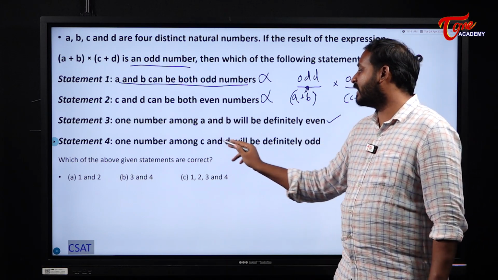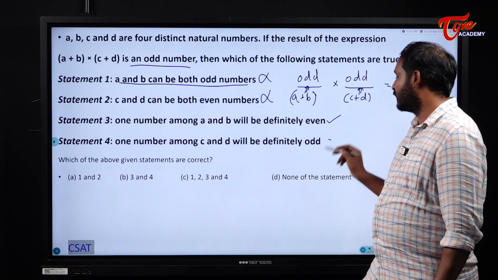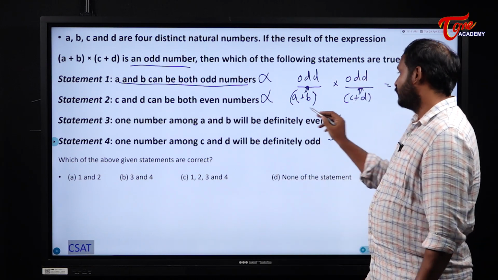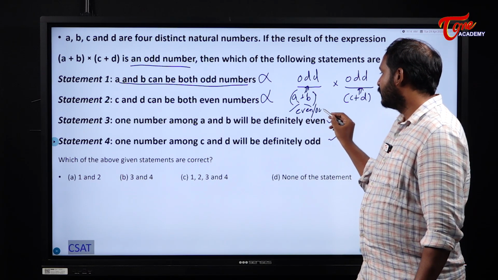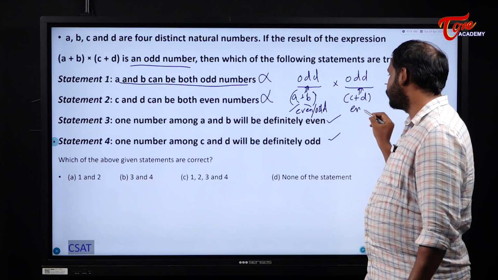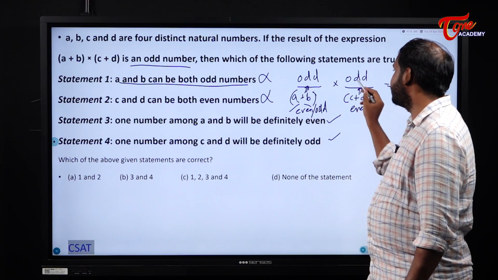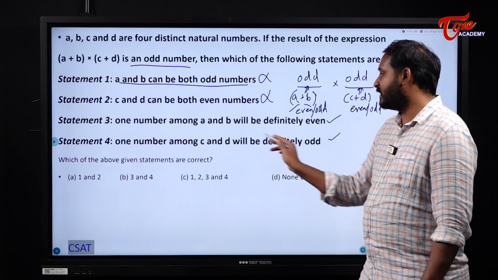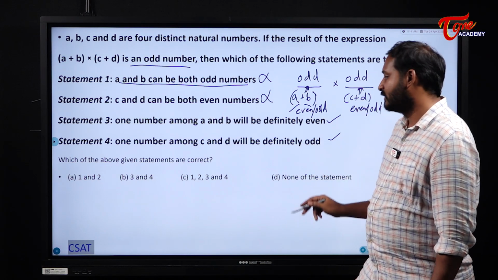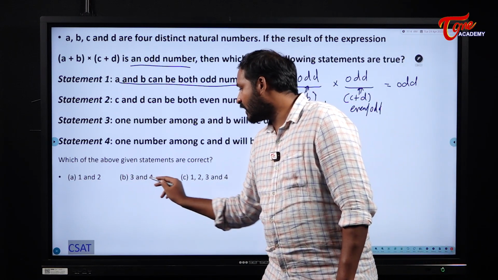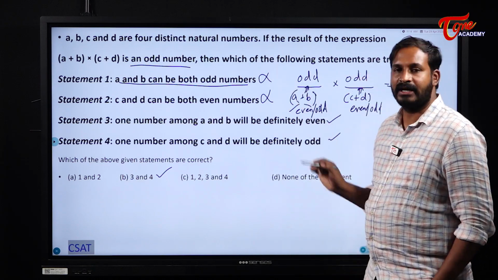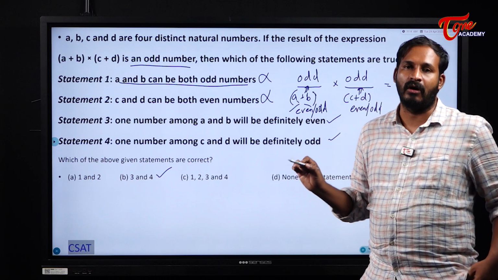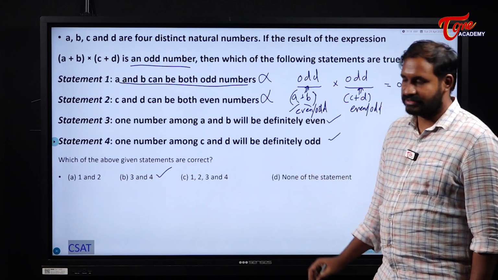Next, one number among C and D will be definitely odd. Yes, this one is also correct. Same: one should be even, and an even and odd pair should be there. Here also the same thing, an even and odd pair should be there. Then only the sum will become odd, here and here. So C and D will definitely be odd. Both are correct. So here 3 and 4 are correct for us. Then only the product will become odd, else it will not become odd. So please be careful, students.